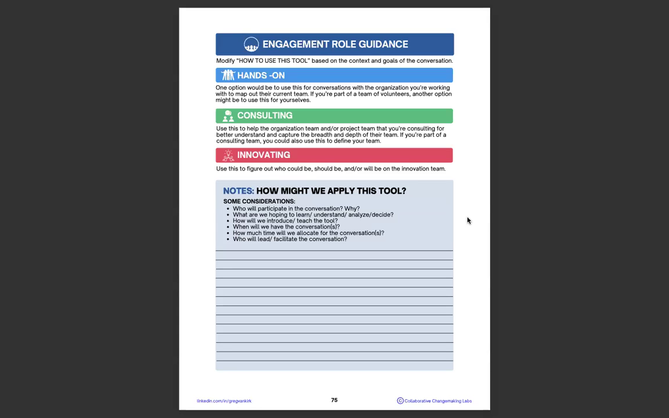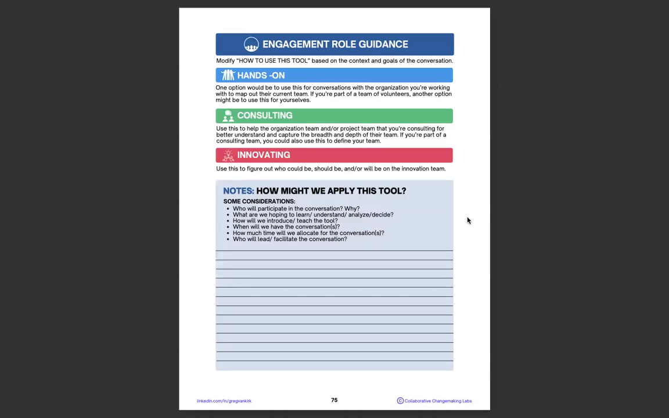You're doing something entirely new, trying to come up with a creative new way to solve a problem or offer an opportunity. So recommendations, if you're hands-on, one option would be to use this for conversations with the organization you're working with to map out their current team, right? So maybe I'm volunteering for an organization. Let me figure out who's on their team, their core team and their network team, their extended team, right? Have some conversations to really understand the team. It should also help them to think about it, right?